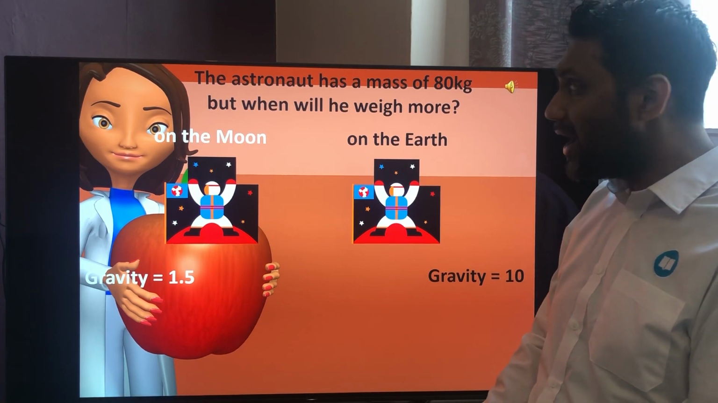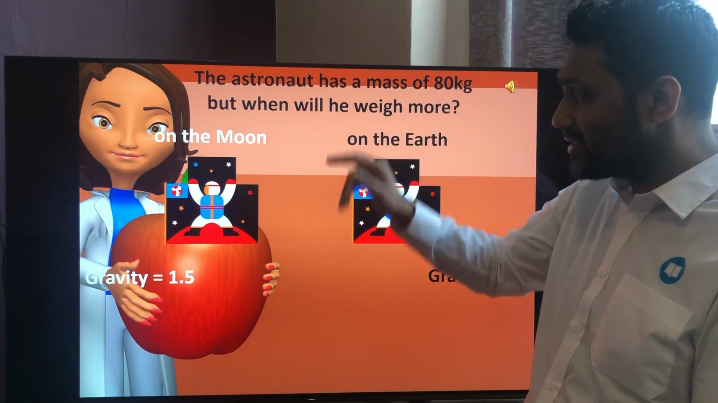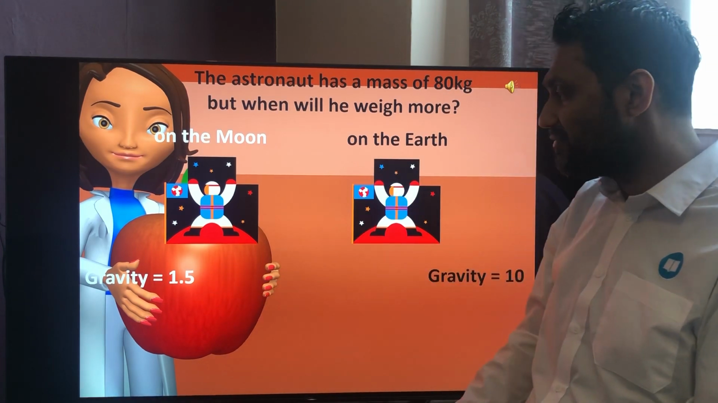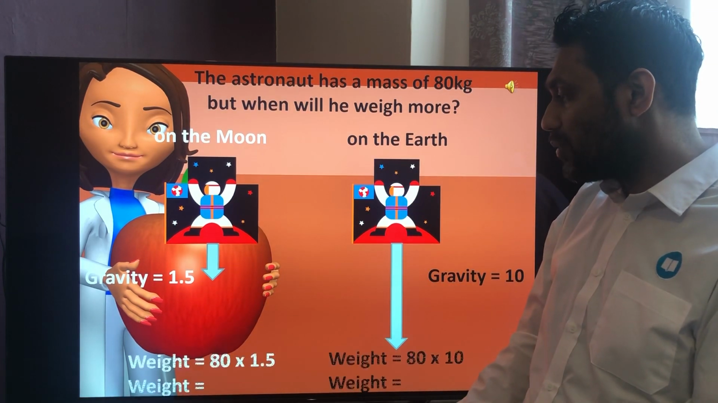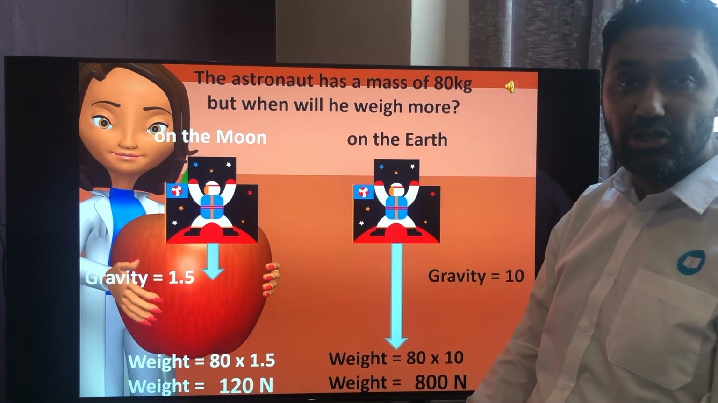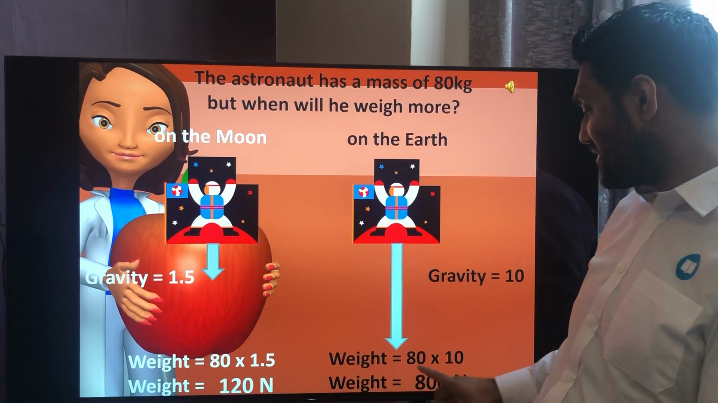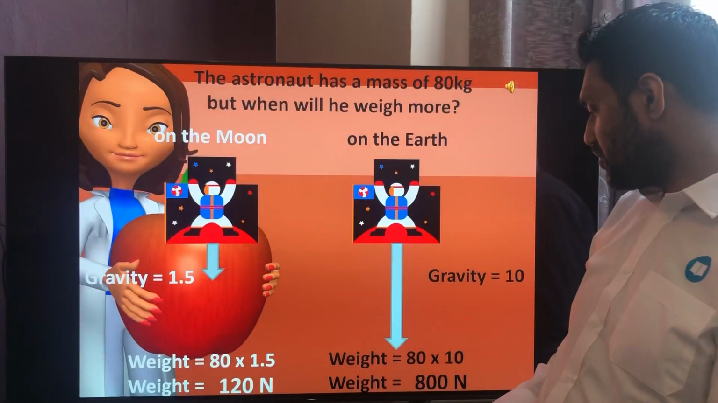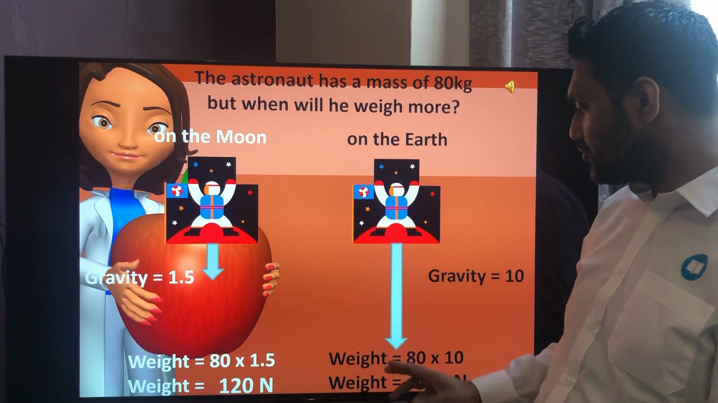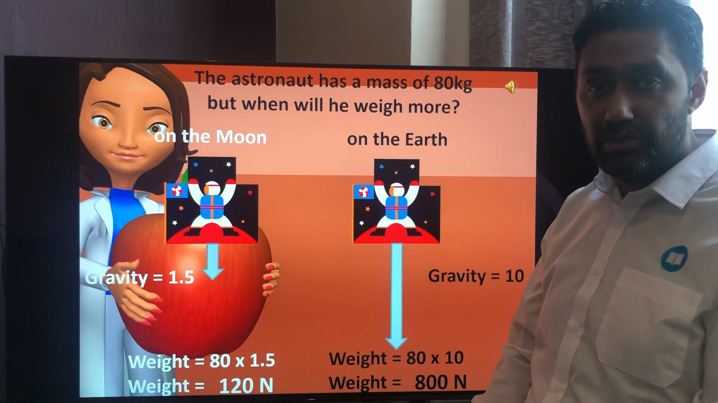Now if you've had a go at that, to work out the weight, remember we covered up the weight, it's mass times the gravity, so it's 80 times 1.5. That gives us 120 newtons, whereas the weight on Earth will be 80 times 10, which gives you 800 newtons. So the man weighs 800 newtons on the Earth, so he weighs more on Earth than he does on the moon.